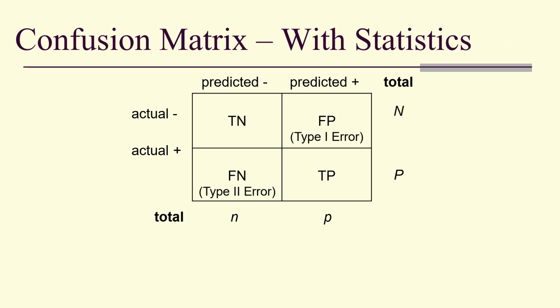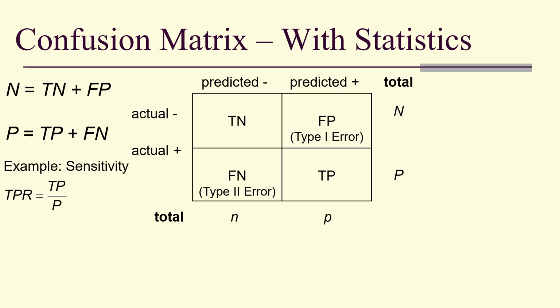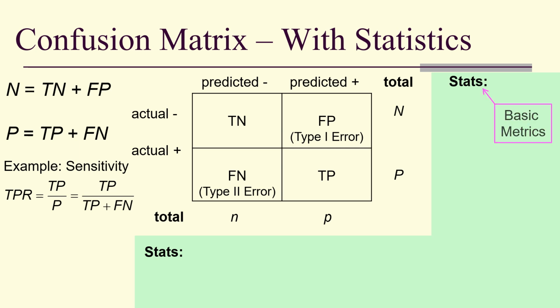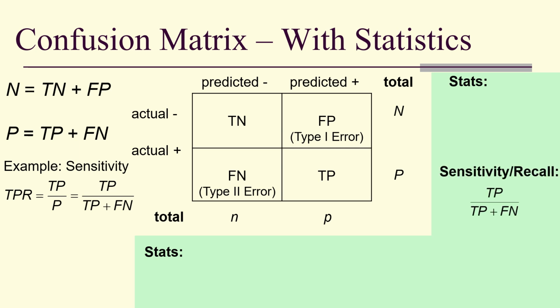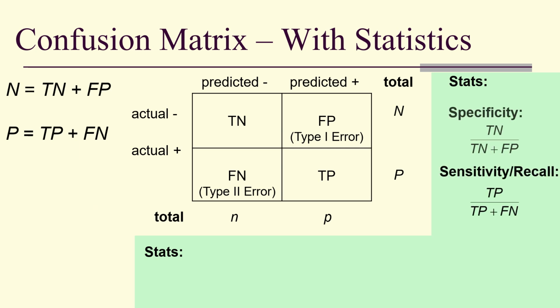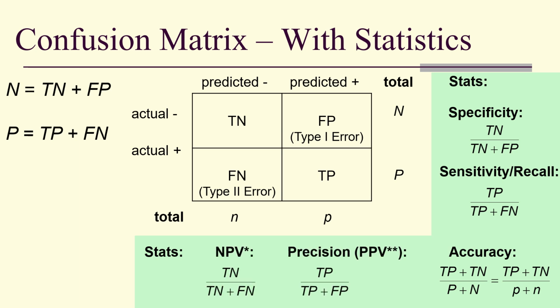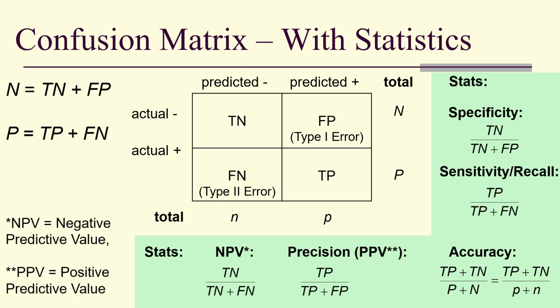So statistically, the confusion matrix, here are our variables again. Our sensitivity is Tp over P, but notice that's actually Tp over Tp plus Fn because of our equation for capital P. And so that means we actually have these statistics, or basic metrics. So there's the sensitivity or recall, which is Tp over Tp plus Fn. There's the specificity, Tn over Tn plus Fp. The accuracy, and then these two, which are known as the negative predictive value and the positive predictive value, respectively, but the positive predictive value is also called precision.